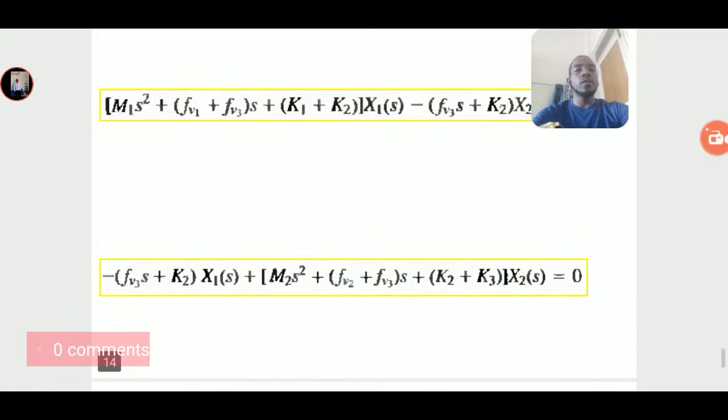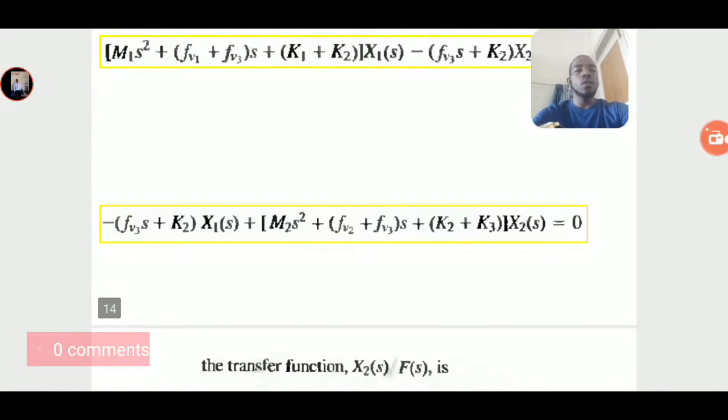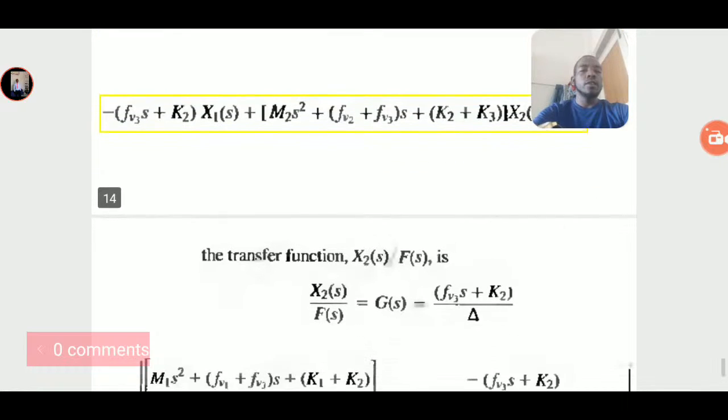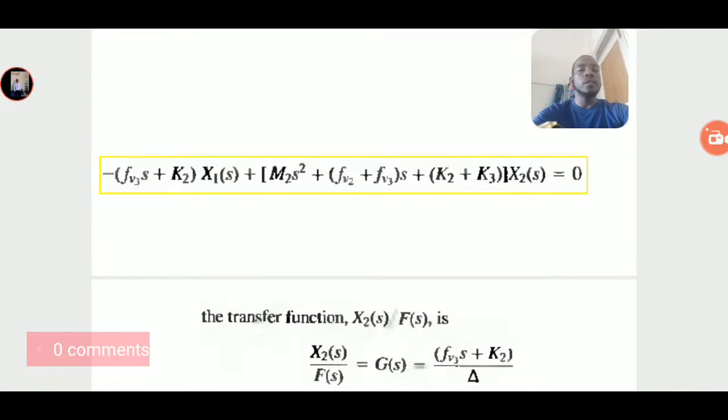This is for the first equation. When we see the second equation, as we know there is no applied force, we can say that 0 is equal to minus fv3 s plus k2 into x1 of s, plus m2 s square plus fv2 plus fv3 into s plus k2 plus k3 into x2 of s. This is nothing but the Laplace transform form of the second equation, which has no applied force. That means the applied force is equal to 0.